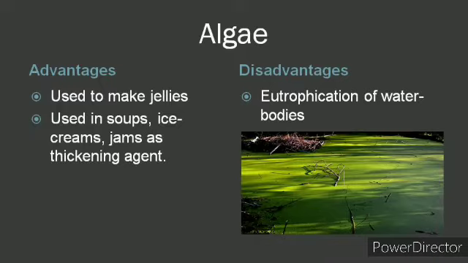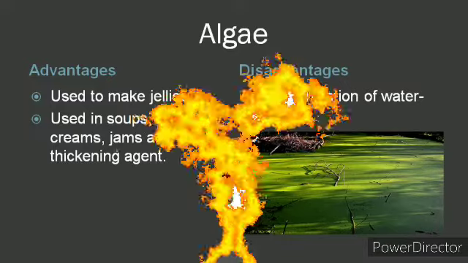But the biggest disadvantage of algae is eutrophication. What is eutrophication? It creates a layer of algae over the surface of water, and because of that the oxygen cannot pass inside the water, so the water starts to stink. The water does not get the proper amount of oxygen which it should get, and because of that the aquatic animals living under it can get affected. So this is a big disadvantage of algae.